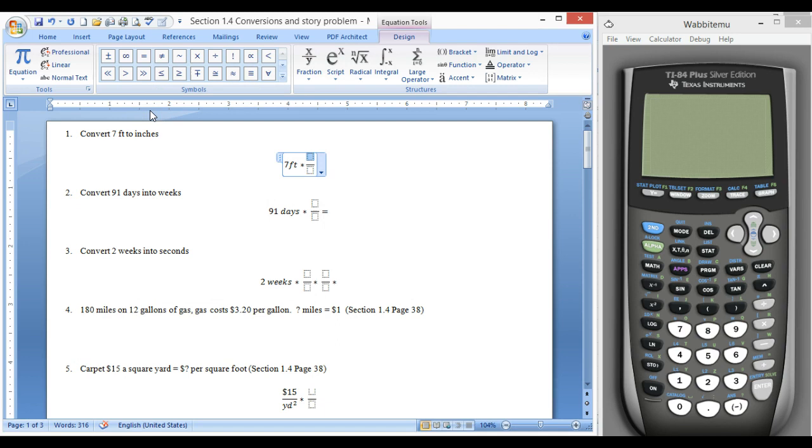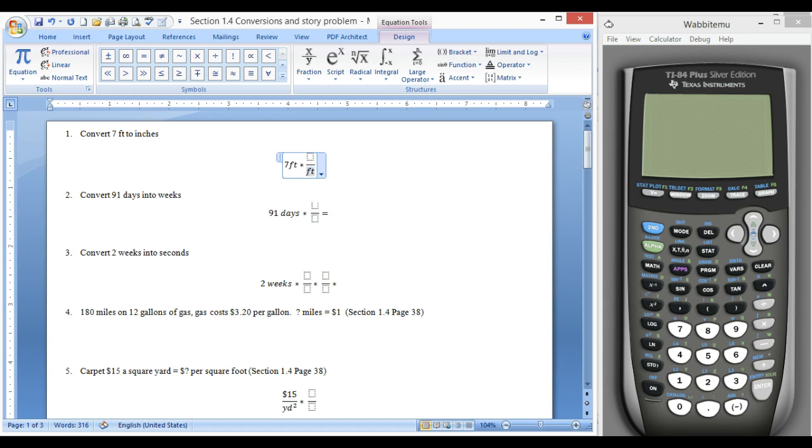So I'm going to go to adding a fraction. Using my arrow button to go over, I know I want to get rid of feet and replace it with inches. And knowing fractions, if I have something on the top and the bottom, they will cancel out. So I'm going to put feet on the bottom and inches on top. Now I have to think about what's the conversions from feet to inches. I know that 1 foot is equal to 12 inches.